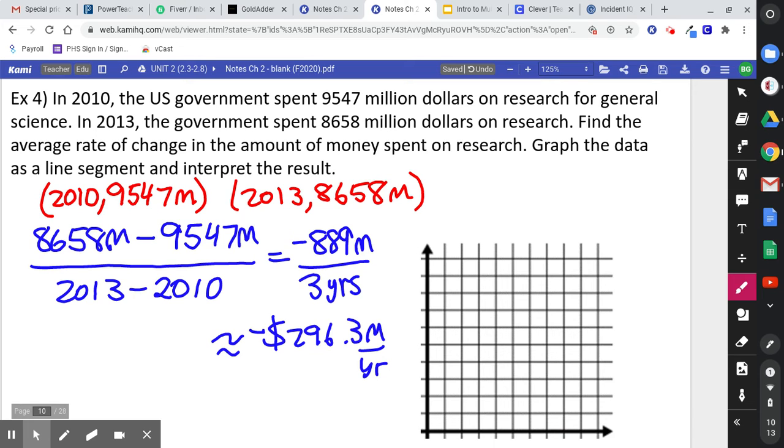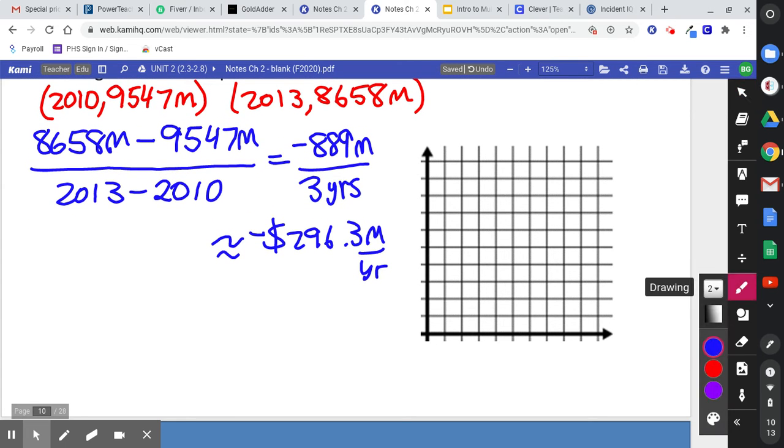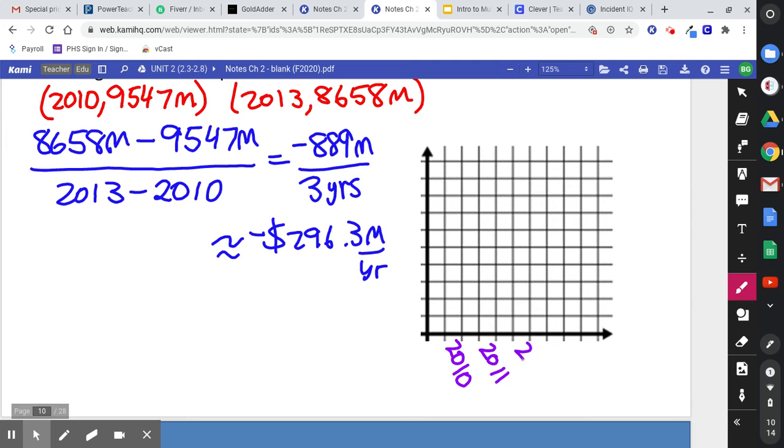So then they want me to graph the data and interpret the result. So let's start by just graphing those points. If I was going to graph those points, I might want to label the axes, and it doesn't really matter. You can do it a different way if you want to, but I took 2010 and then I skipped and I wrote 2011. I skipped to 2012, skipped to 2013. You can do it different than that if you want to. It doesn't really matter. I just wanted to spread out my data. And then on the other axis, you basically needed to go up to 10,000 million.